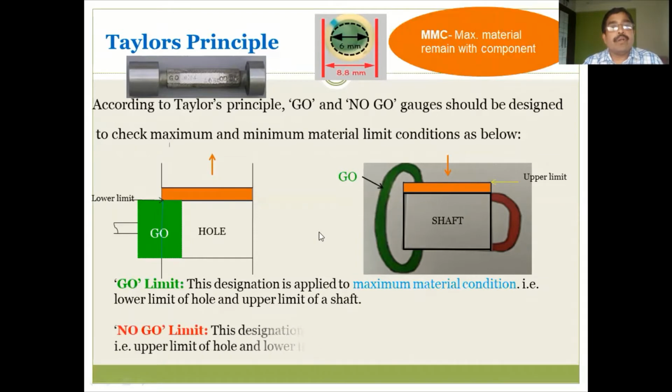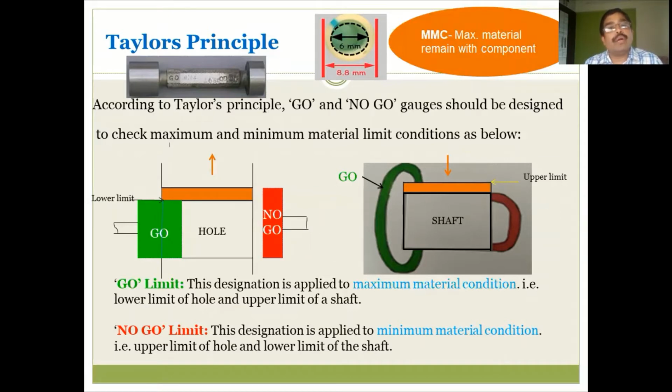Second is the no-go limit. This designation is applied to the minimum material condition. You can see here, this is the no-go end of the plug gauge. This no-go end corresponds to the upper limit of the hole, and in the shaft, it just touches the lower limit of that shaft. So that's why we say this designation is applied to the minimum material condition, that is the upper limit of the hole and lower limit of the shaft.